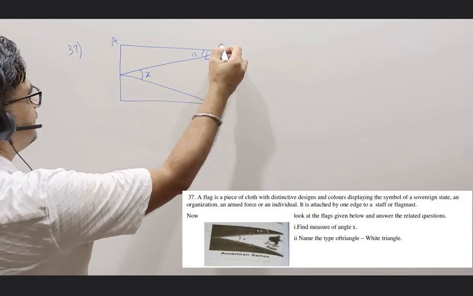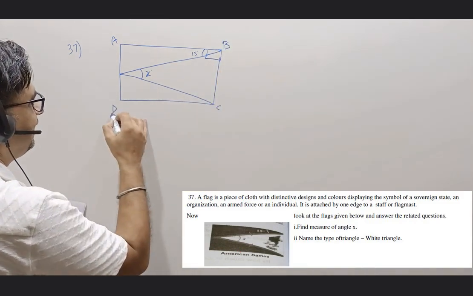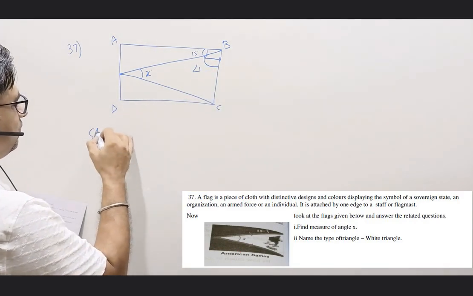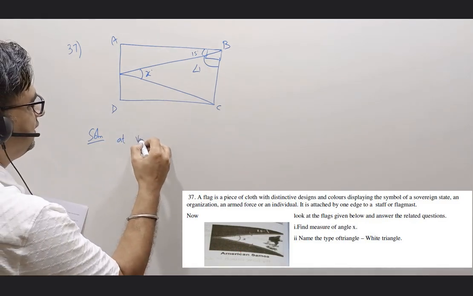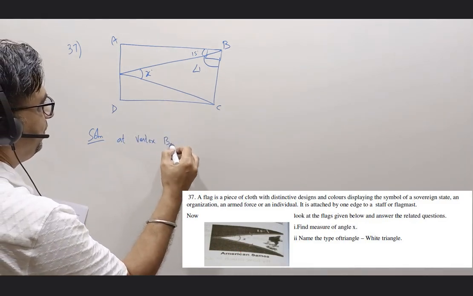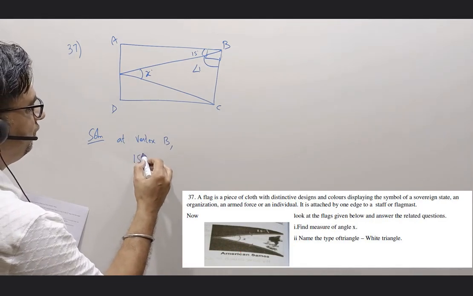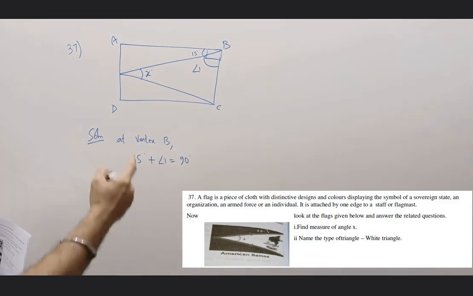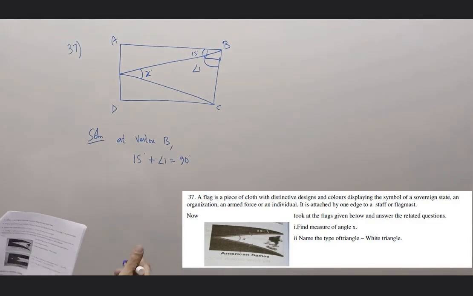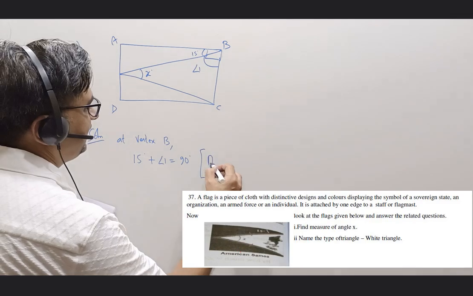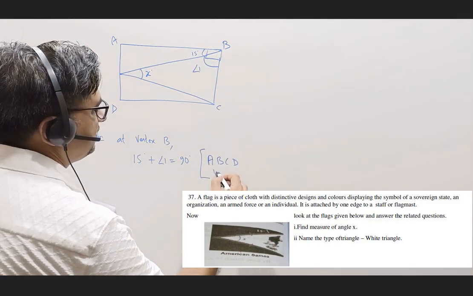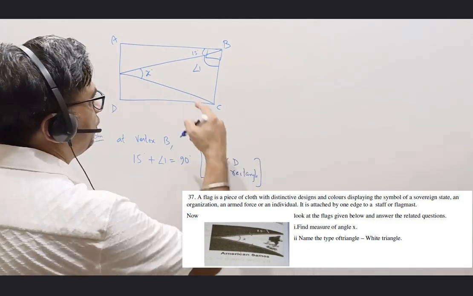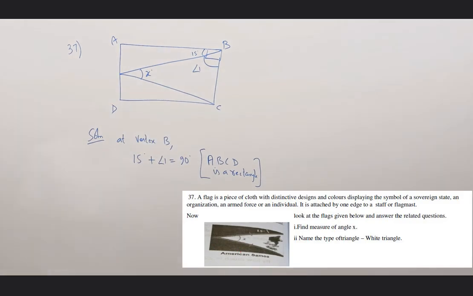Let us call this flag ABCD, and let us call this angle angle 1. Here at the vertex B, you would agree that 15 degrees plus angle 1 is equal to 90 degrees. Why? Because the angle of a rectangle, because ABCD is a rectangle. You can just give this as a reason: ABCD is a rectangle, and therefore this angle is 90 degrees.